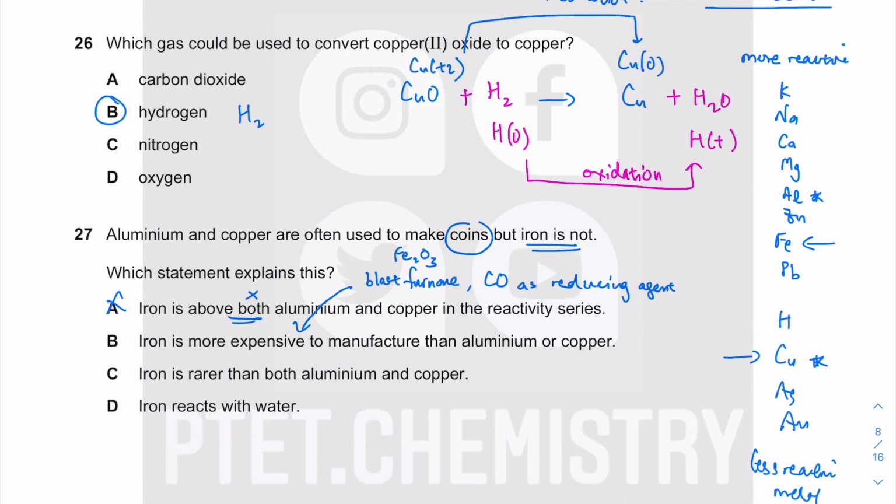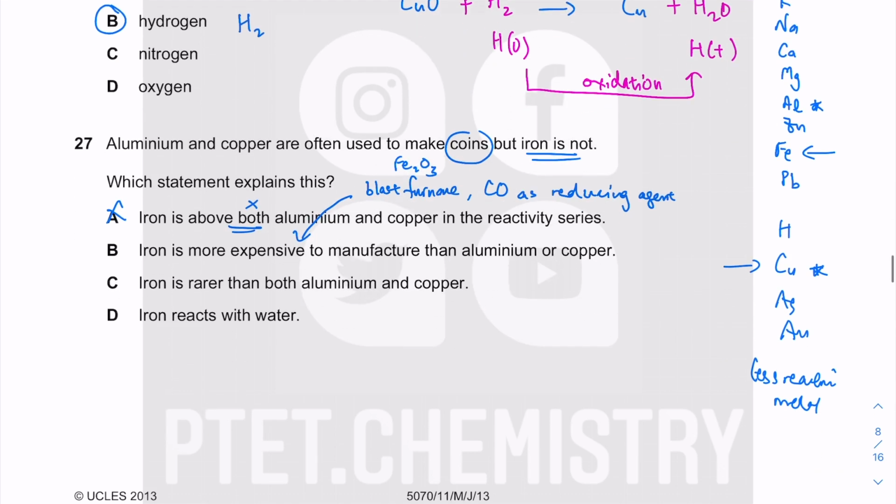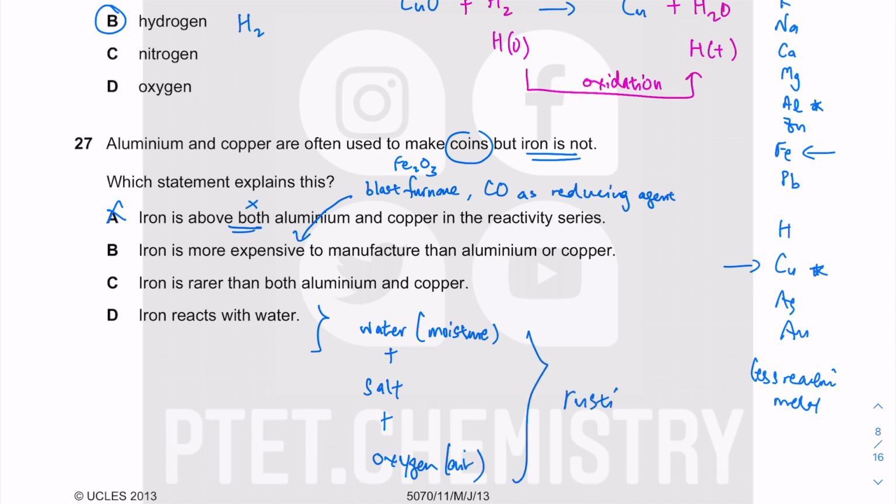Iron can react with water. That is indeed true. If you have water or moisture, if you have salt, and what's the other one? Oxygen, or the air. So you have quite a lot of oxygen in the air, you can get rusting. Okay, so that is the best answer there.